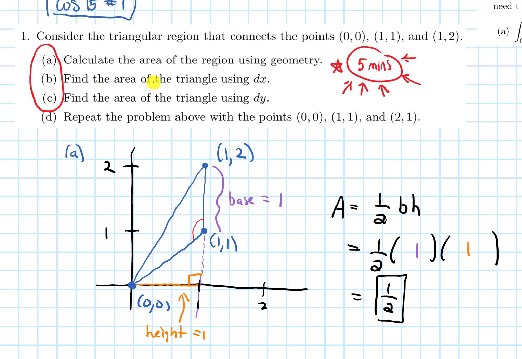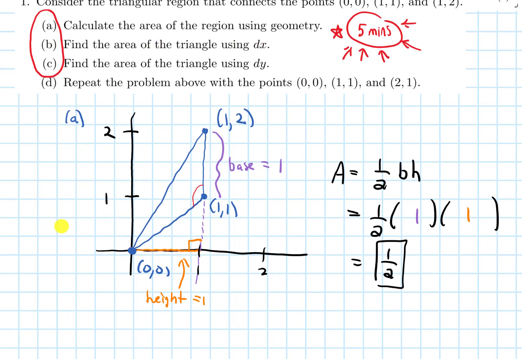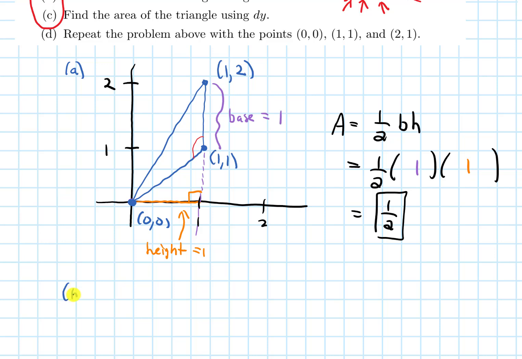Part B says find the area of the triangle using a dx integral. So recall our formula for this. The area was an integral from a to b of the top function minus the bottom function. We would call this y top minus y bottom. So we would write the equations of our curves as y equals something, where the something is a formula in terms of x. This y top would be something in terms of x, and y bottom would be something in terms of x. So that'll give us a dx integral.